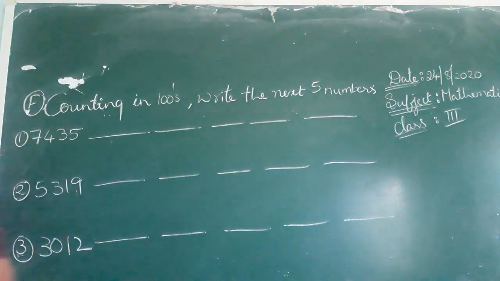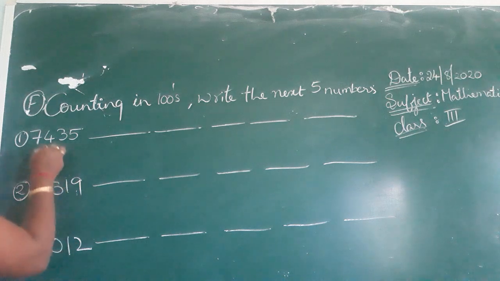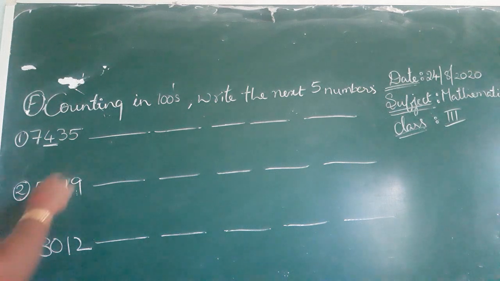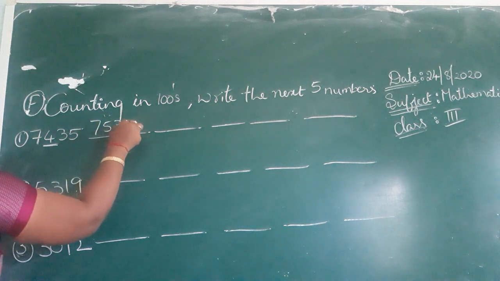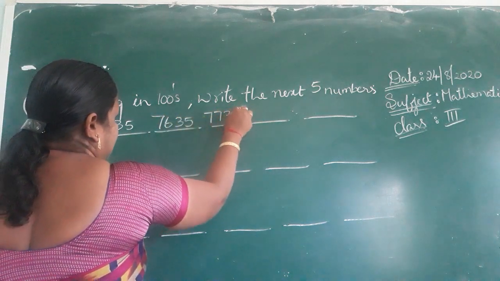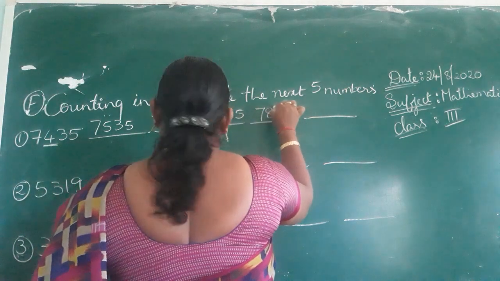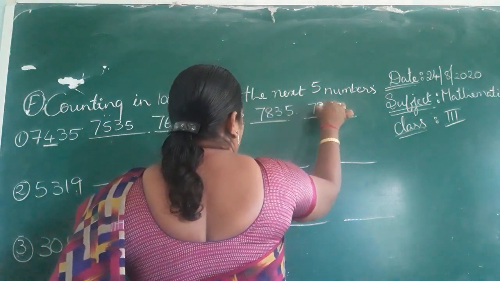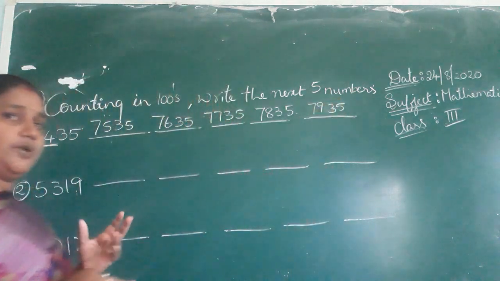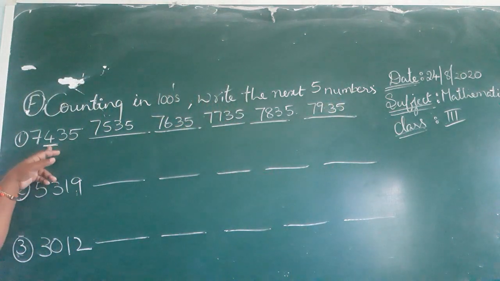See, once check it. So hundreds means the value may vary at the place of 100. So 7435. Next, 400, after that what will you get? 500. So 7535, 7635, 7735, 7835, 7935. We need not change the remaining numbers, we just have to change the digit that we underlined here.